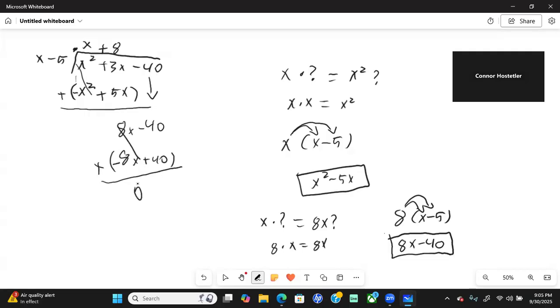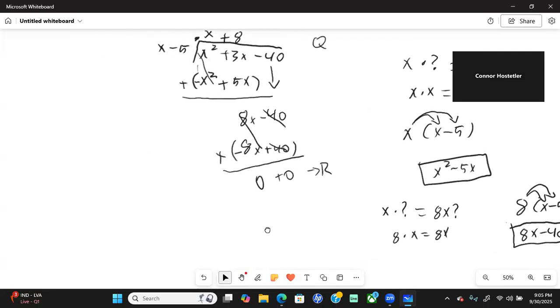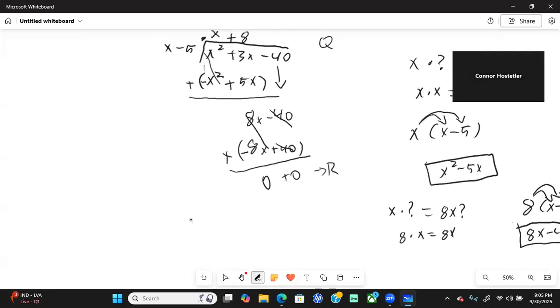These are going to cancel, leaving 0. These are going to cancel, leaving 0. Therefore, my quotient is this, and my remainder is this. So now we have x plus 8 plus a 0 remainder, or we could just have x plus 8. So that's going to be my answer. And that's polynomial long division in a nutshell.